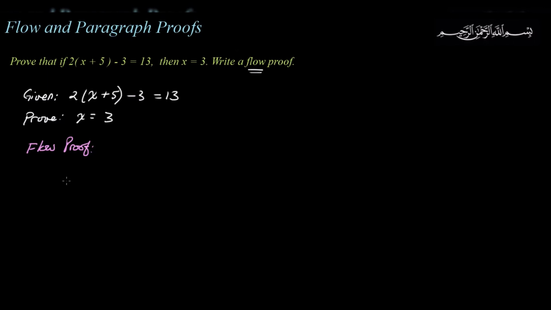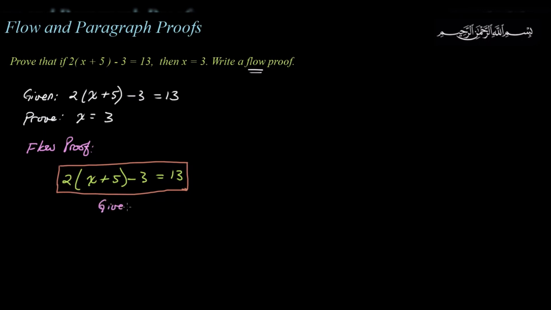That's generally where you always need to start anyways. So 2 times the quantity x plus 5, minus 3 is equal to 13. So you start out with the given information. And here I am going to do what I call rectangulating, putting them in a box like this. This is simply to make it aesthetically appealing to the reader, and there's no law that you have to do this and make a rectangle, but that kind of makes it neater. So this is what's given to us. So the first step is the given information.